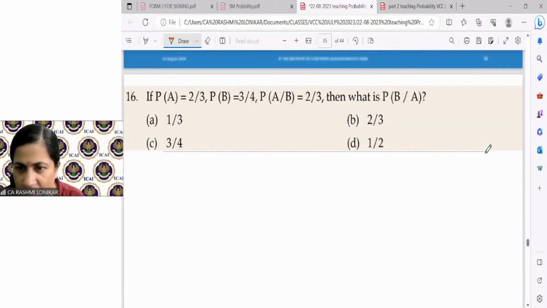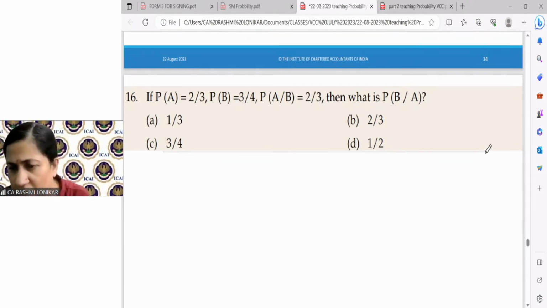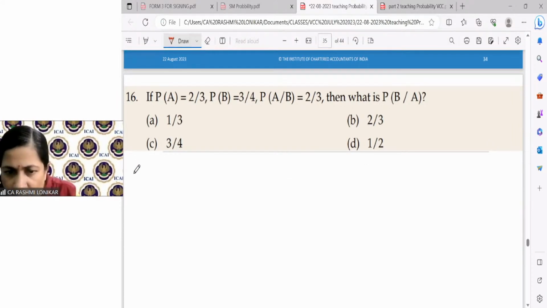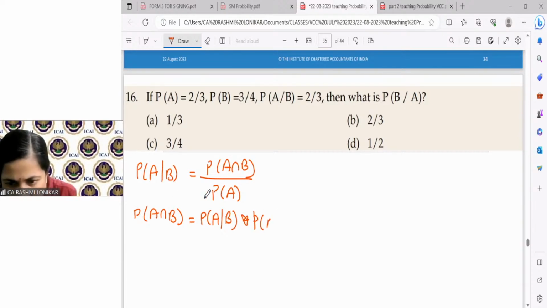Next sum, 16th sum. If P(A) is given, P(B) is given, P(A given B) is given, then what is P(B given A)? Okay, good. Now we have already done the formula, but I'm going to write it again. P(A given B) is how much? P(A intersection B) upon P(A). What does this tell you? This tells you that P(A intersection B) is equal to P(A given B) into P(A), right?